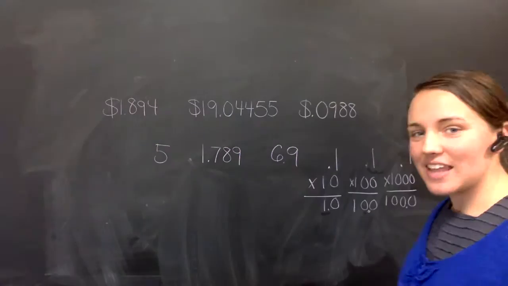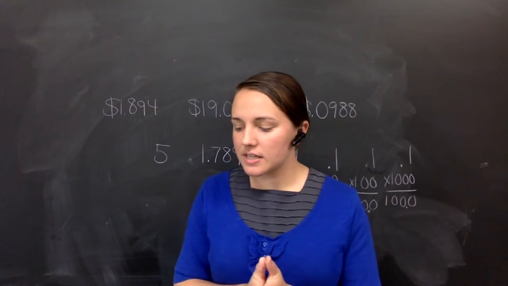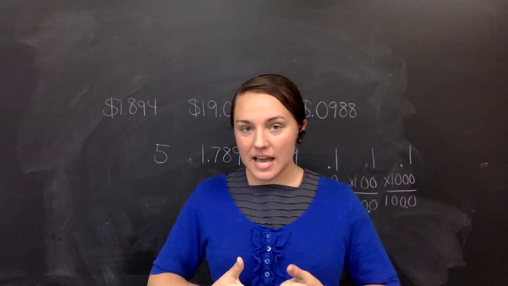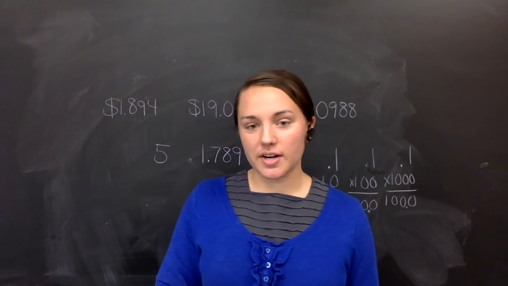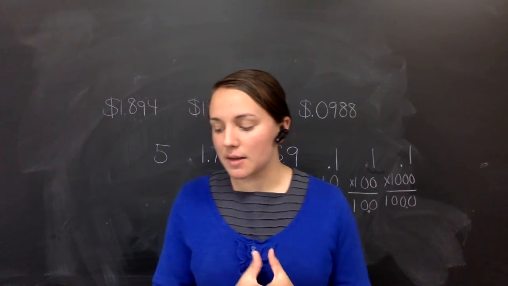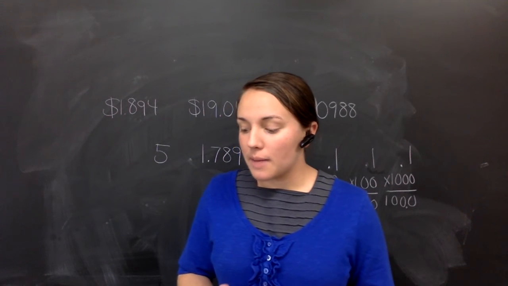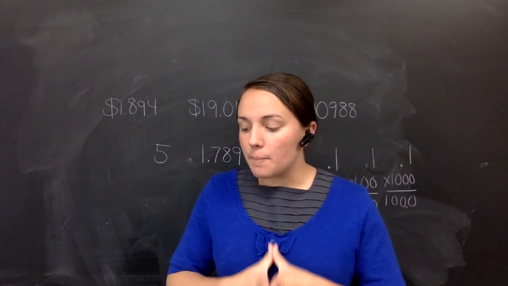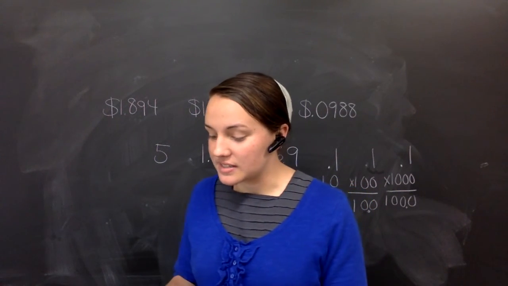So, to multiply a whole number by 10, 100, or 1,000, annex as many zeros as there are in the power of 10. To multiply a decimal by 10, 100, or 1,000, move the decimal point to the right as many places as there are zeros. And when you're multiplying a decimal by a power of 10, move the decimal point, and sometimes you have to annex the zeros in order to get your right answer.